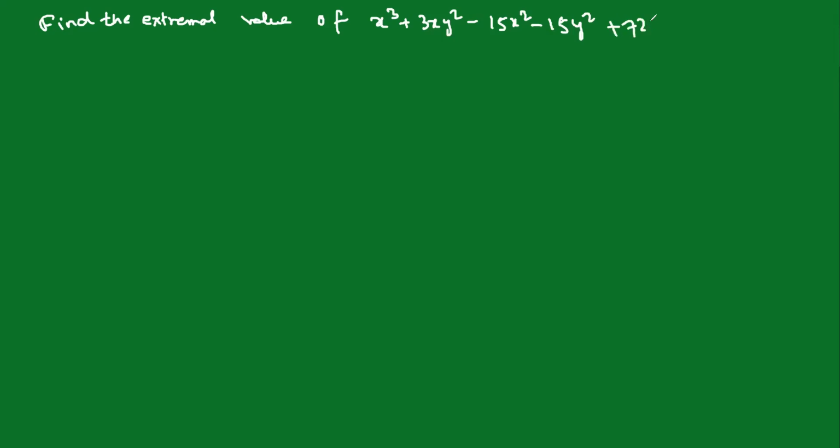Find the extremal value of x cube minus 3xy square minus 15x square plus 72x. Extremal means it can be both minima or maxima, right? This is a good question. Try this. I think here you will get also two stationary points. Not two, four stationary points are coming. Check.